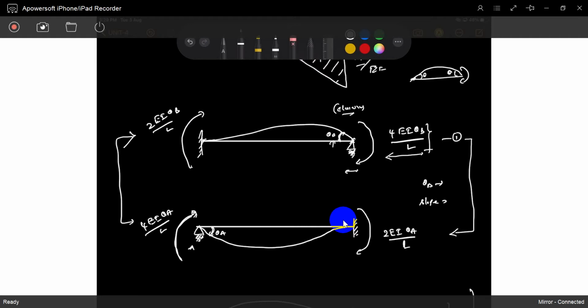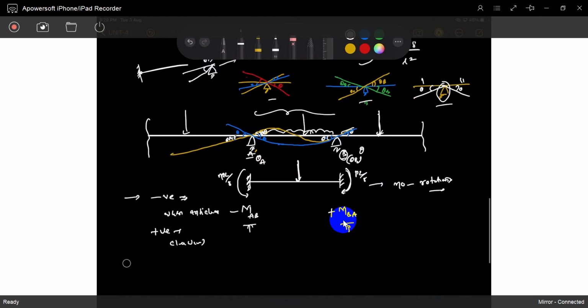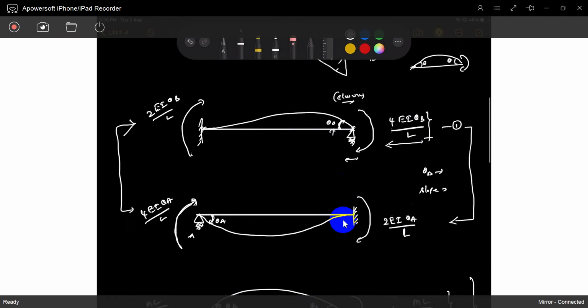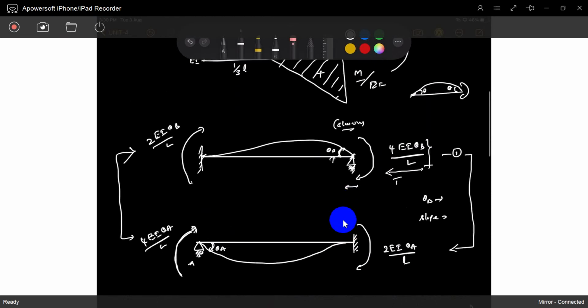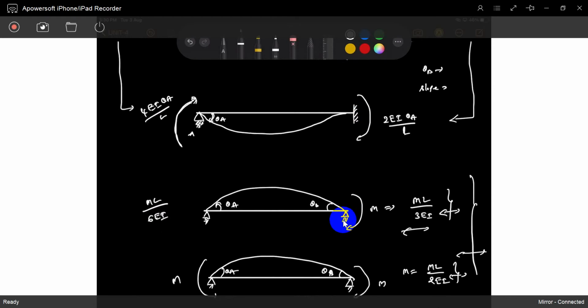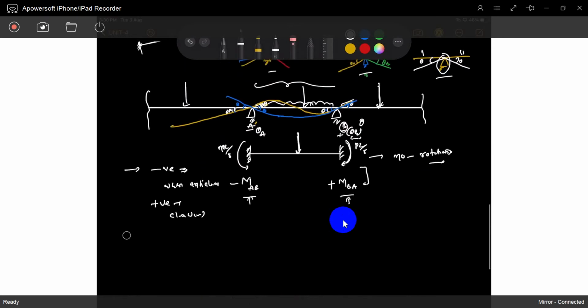Understand? So finally, theta B is taken as positive clockwise. Later you will get positive, negative or otherwise. At joint B it experiences theta B. That means the B end experiences how much moment? This much moment, in which direction? Clockwise direction.